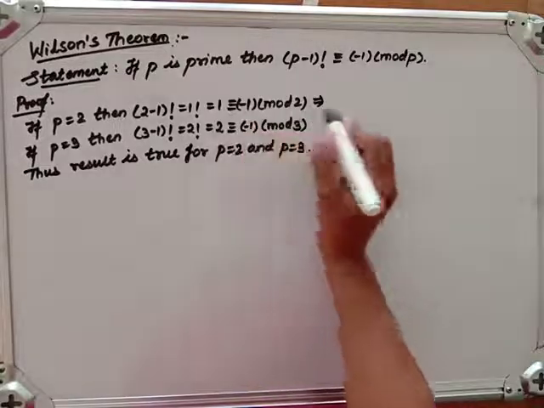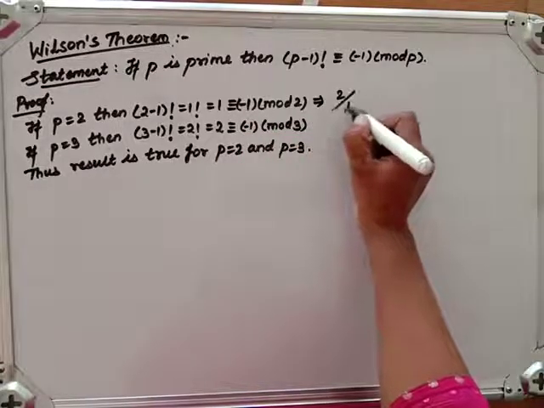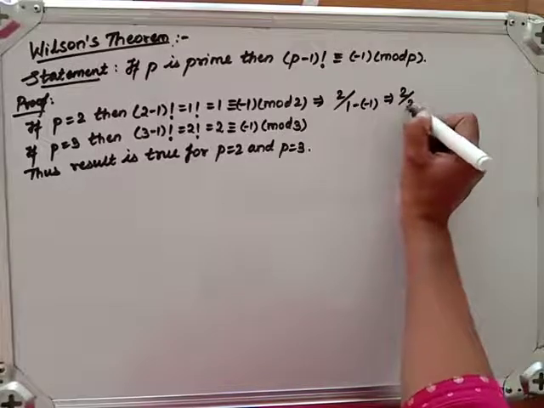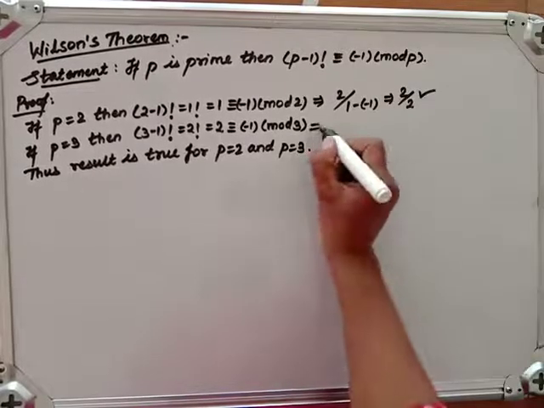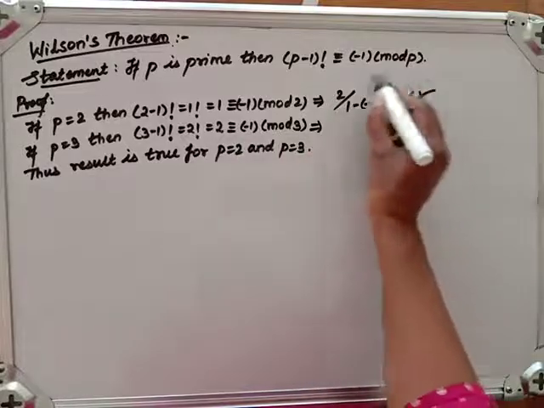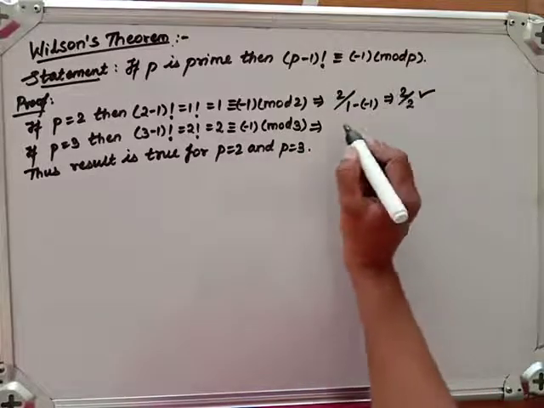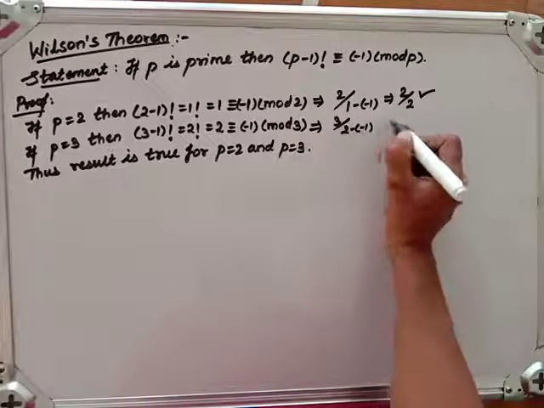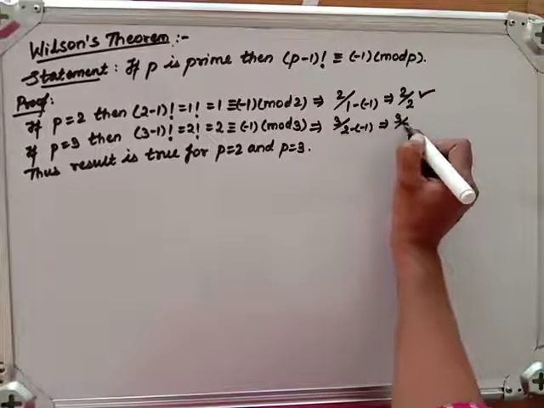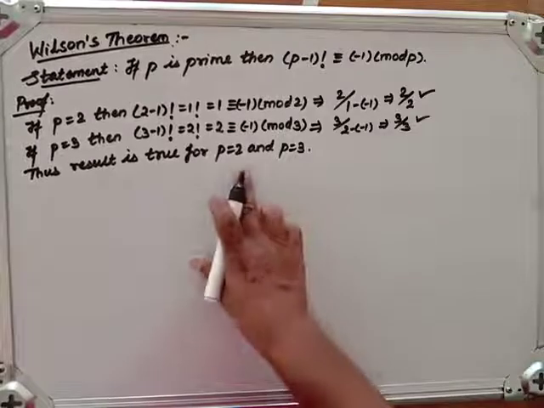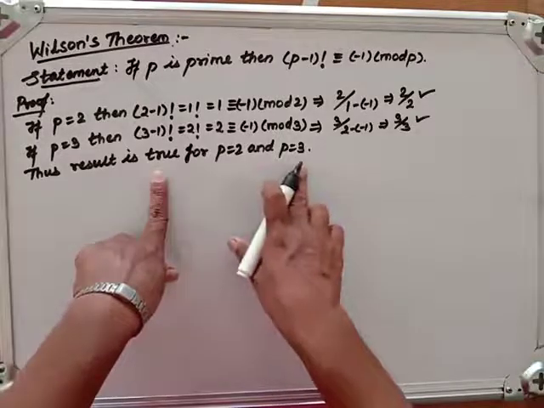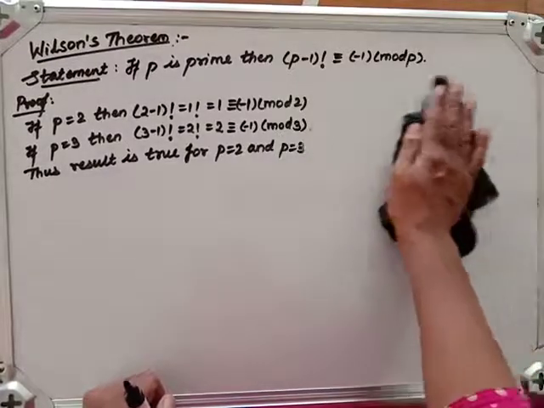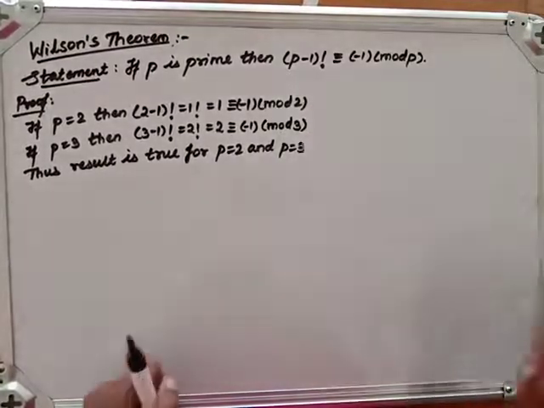You can verify it. 2 divides 1 minus of minus 1, that is 2 divides 2. This is true. Again, if you have a doubt, that's why I am giving this as an explanation. This also gives 3 divides 2 minus of minus 1, so that gives 3 divides 3. This is also true. So the result will be true for P is equal to 2 as well as P is equal to 3. This is for your understanding only. No need to write that one in a proof.